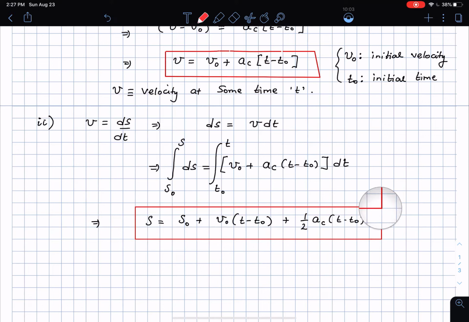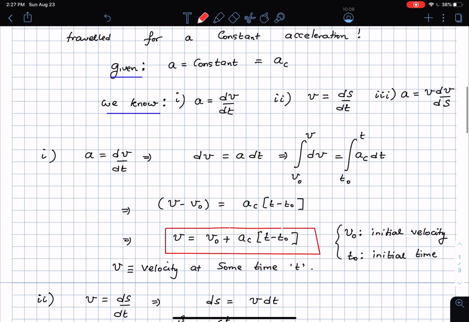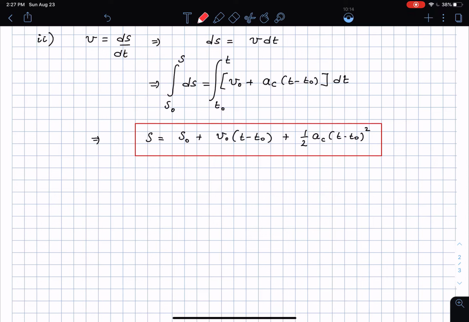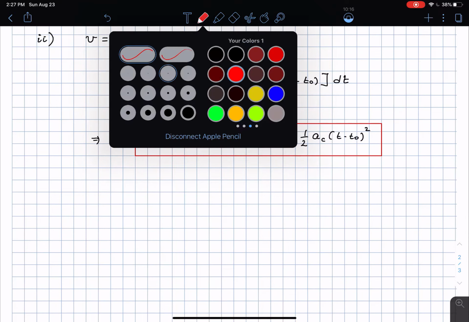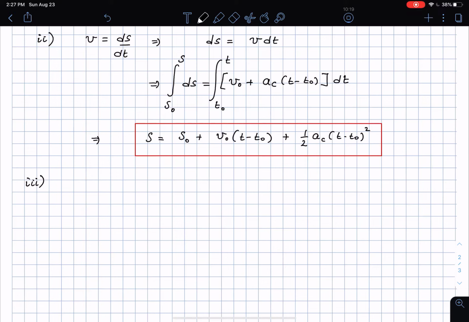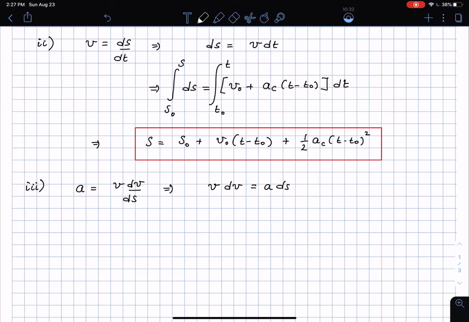Then I come to the third case here. In the third case, we have the chain rule that we used: a = v dv/ds. So let me make use of that. That's going to give me a relationship between velocity and distance traveled. So I'm going to look at the third situation. We have a = v dv/ds, which means if I cross multiply, v dv = a ds, and I can say v dv = ac ds, because acceleration is a constant, which means I can now integrate this.